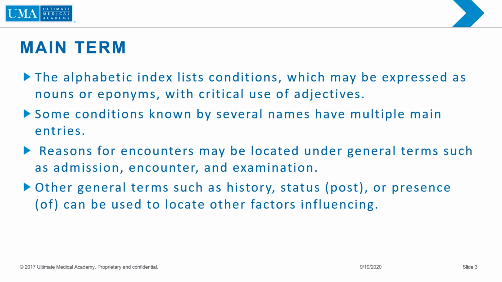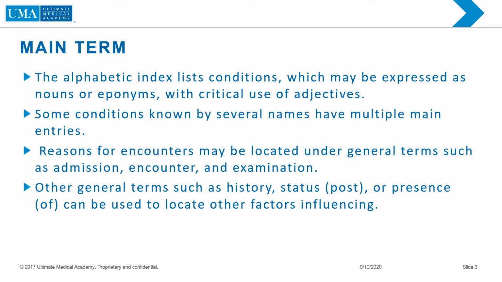You'll notice in the front of your ICD-10 CM coding manual is the alphabetic index. This is the area that lists all the conditions, and these can be expressed as nouns or eponyms with critical use of adjectives. When we're talking about eponyms, these are terms that are named after someone who has done the research or found the disease or condition. For example, Parkinson's disease is an eponym. Crohn's disease is an eponym.